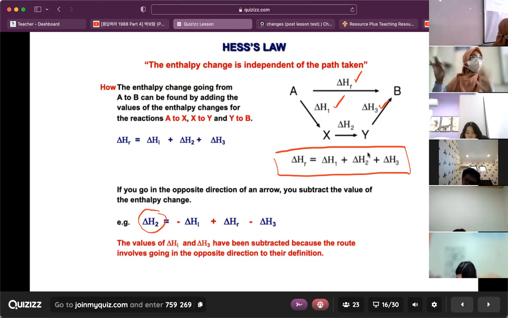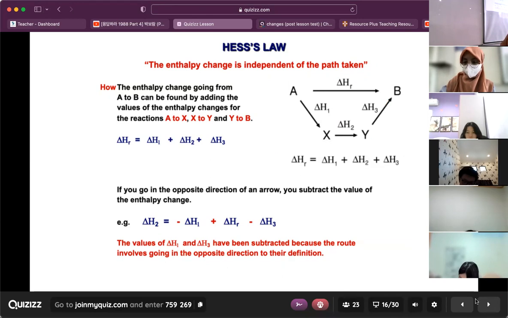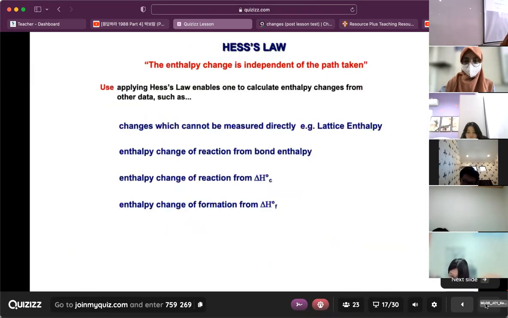Okay, so this one is the idea of Hess's Law. Next one. With Hess's Law, we can calculate so many things about enthalpy change. That's why I said in the beginning that enthalpy change can be calculated from the total enthalpy change of products minus the total enthalpy change of reactants. It is not always like that because there is Hess's Law and many types of enthalpy changes. So later on, you have to understand this one as well.